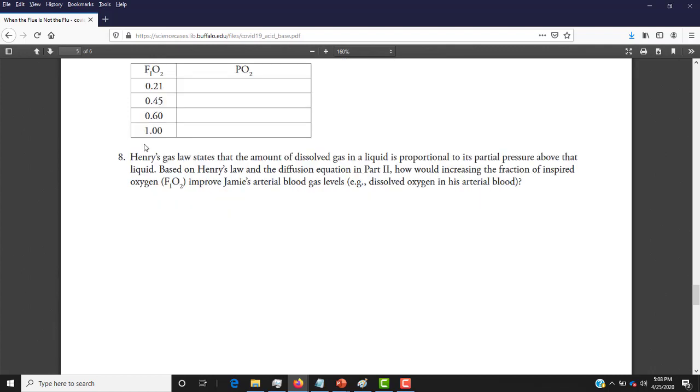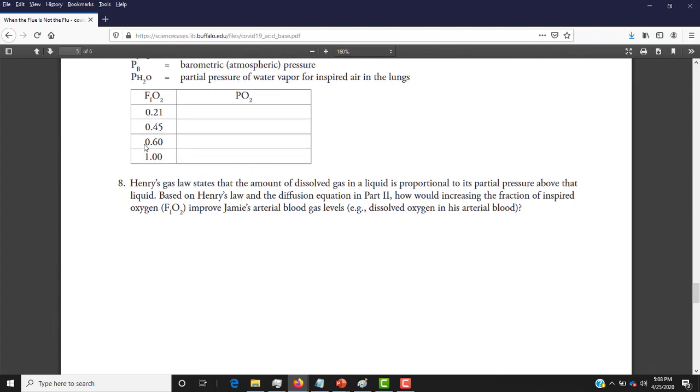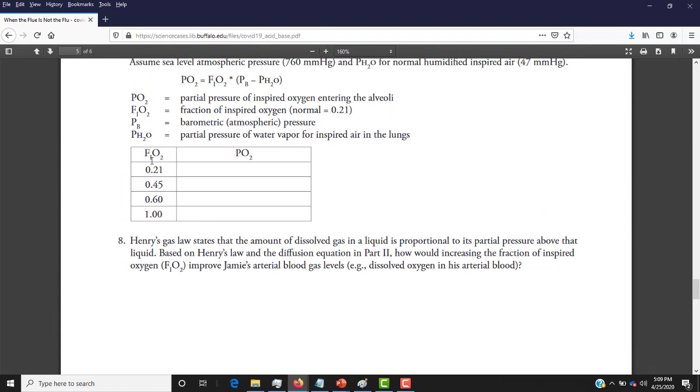Now there are 2 ways you could have done this question. The more difficult way is to reference the diffusion equation part by part, variable by variable, to explain how it could help the arterial blood gases. But the easiest way is really just common sense if you think about this logically. The FiO2, that's the fraction of inspired oxygen. Normally, regular atmospheric air, that value is going to be 0.21. That's given to you here and in the paragraph right before this set of questions.